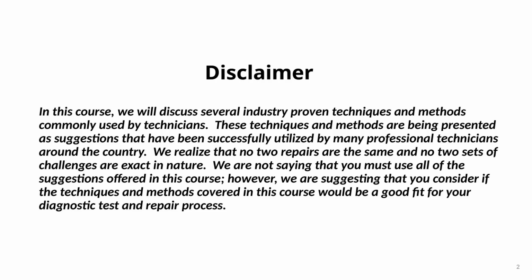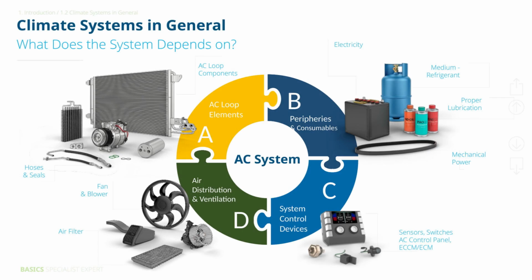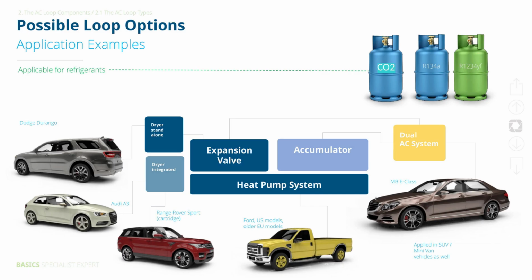Let's get started. These four sections work together symbiotically, and their interaction is essential for the AC system to operate at peak performance. This is the automotive AC loop. And here are the possible loop configurations: an expansion valve system and an accumulator system, both of which can be used in dual evaporator and/or dual compressor setups, as well as heat pump systems.